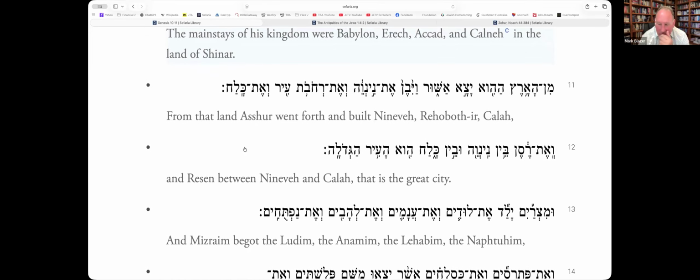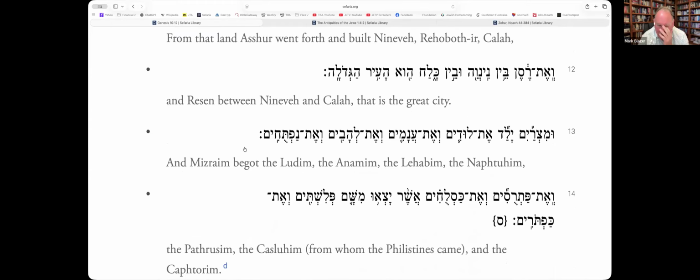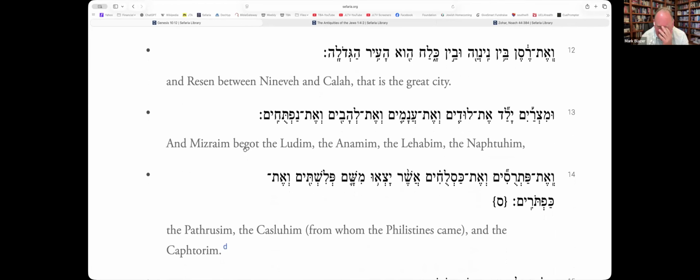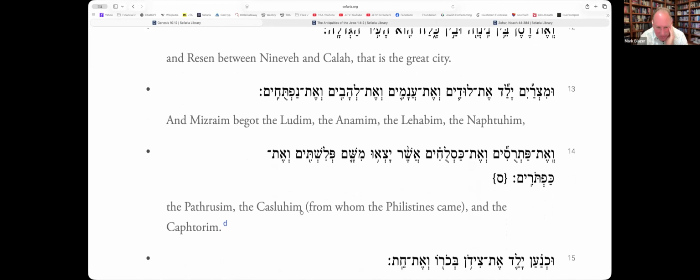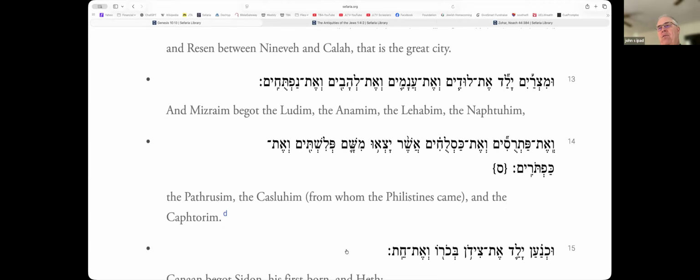Yeah, and so those are the Babylonian or Mesopotamian cities. Now we're going to get to some other peoples that we know of, because this author is concerned with the peoples that we clearly come into contact with. There's a little difference here, but we'll get to it in a second. And Mizraim begot the Ludim, the Anamim, the Lahabim, the Naphtuhim, the Pathrusim, the Kasluhim, from whom the Philistines came, and the Kaphtorim.